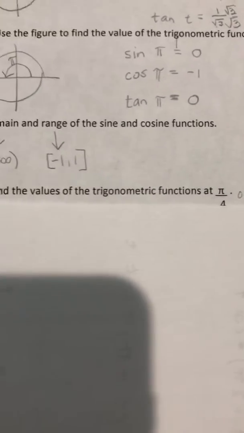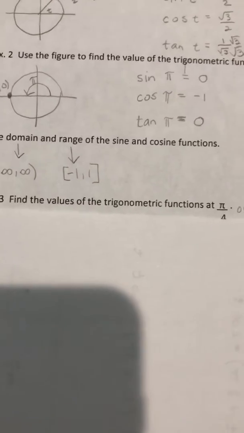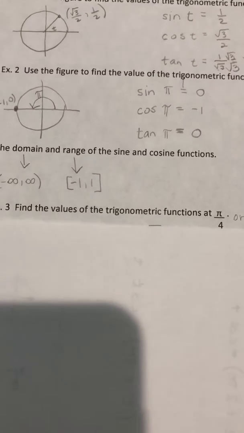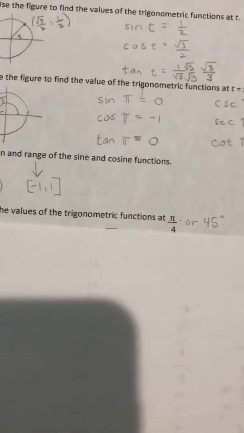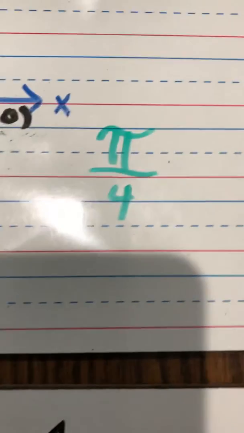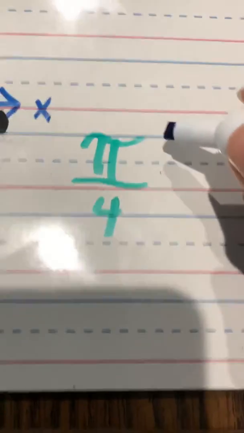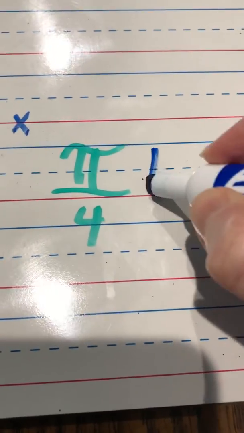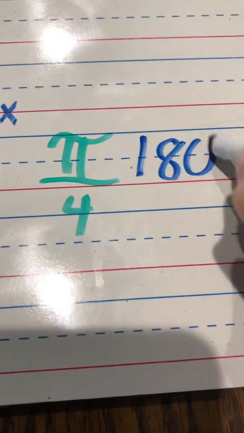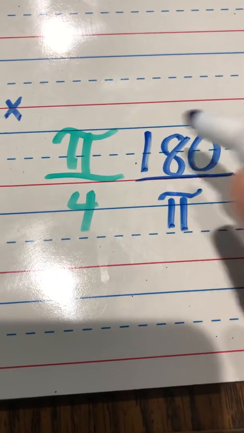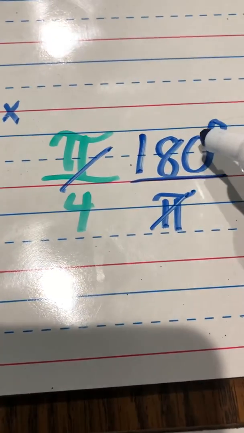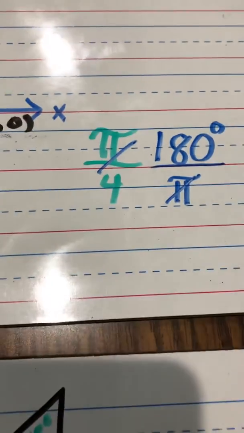Now, if you want to find the values of the trigonometric functions at pi over 4, pi over 4 is also 45 degrees. So sometimes it's helpful to think about these in terms of degrees instead of radians. And as we talked about the other day, to convert from radians to degrees, you multiply by 180 degrees over pi radians, and 180 divided by 4 is 45.